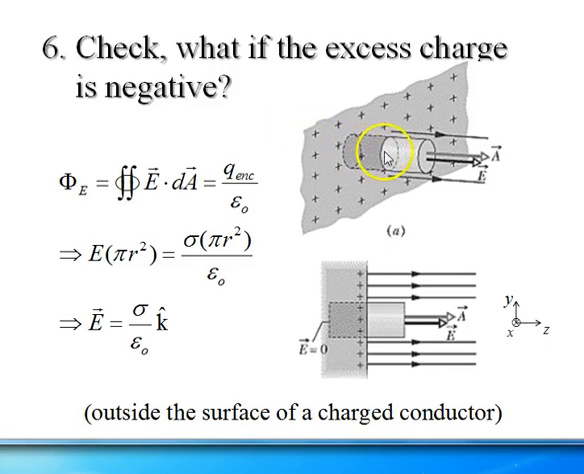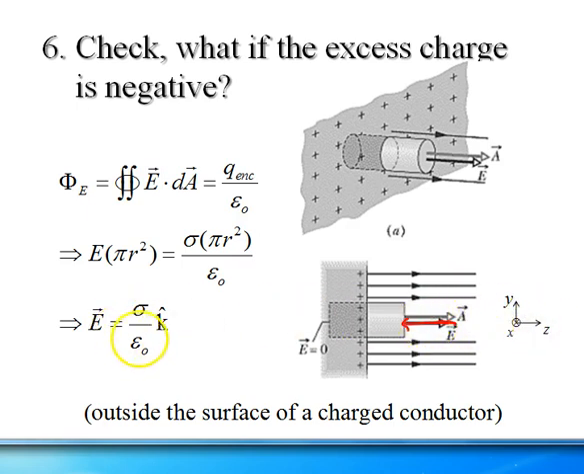Well, what happens if the excess charge is negative? If the excess charge is negative, then our electric field will be pointing inward. So the difference is that now our dot product yields cosine 180 degrees, or a -1. If we were to do this in vector notation, we could apply our Cartesian coordinate system. We could call this direction the z direction.